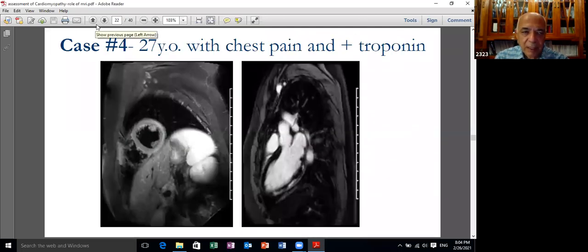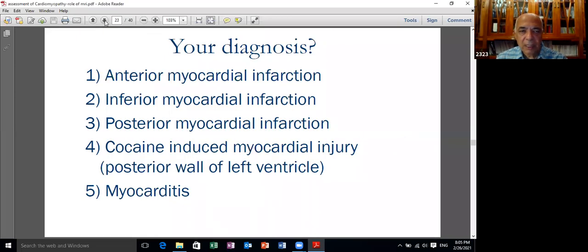Now we move to another case. This is a 27-year-old chap with chest pain and a troponin of 10 nanograms per milliliter. Look at the pictures. Now, I will come to the picture again. The question is: is it an anterior myocardial infarction, or inferior myocardial infarction, or posterior myocardial infarction, or cocaine-induced cardiomyopathy, or myocarditis? Now let's go back again to the picture and we see why.